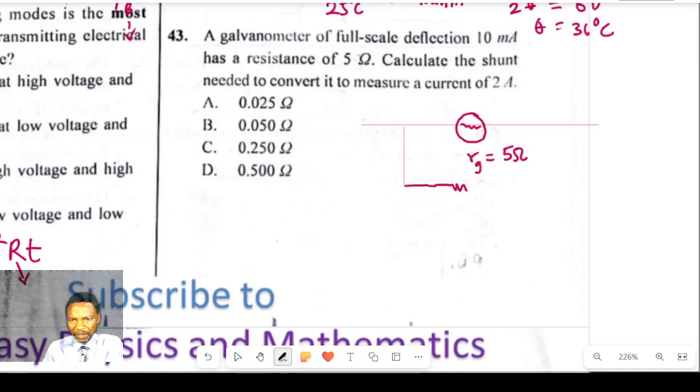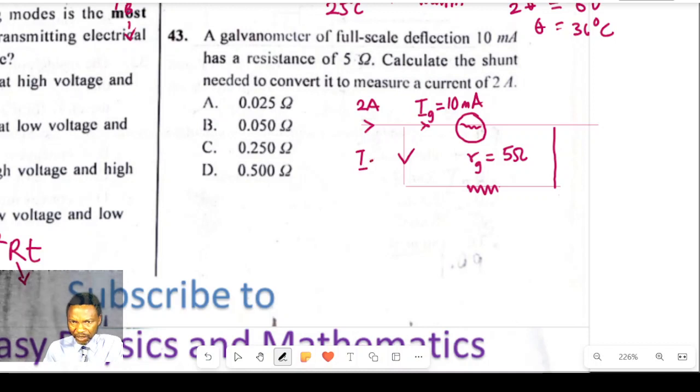So you have a shunt. Okay, so there's a shunt here, and then the current goes off. Now, the current that you want to measure is 2 ampere. The galvanometer is at full scale deflection, so I galvanometer is equal to 10 milliampere.